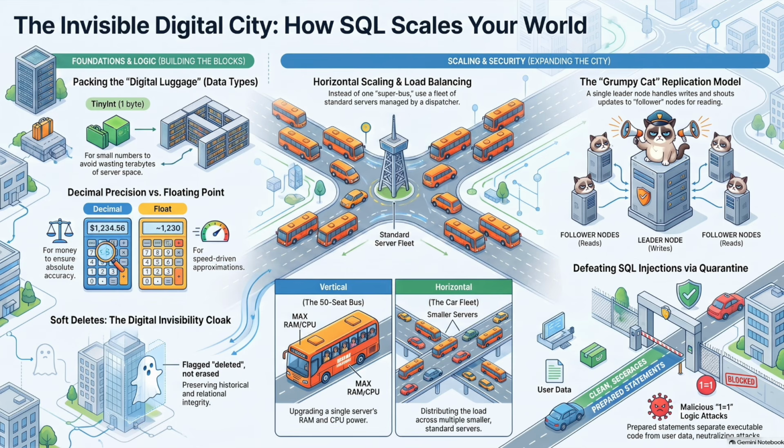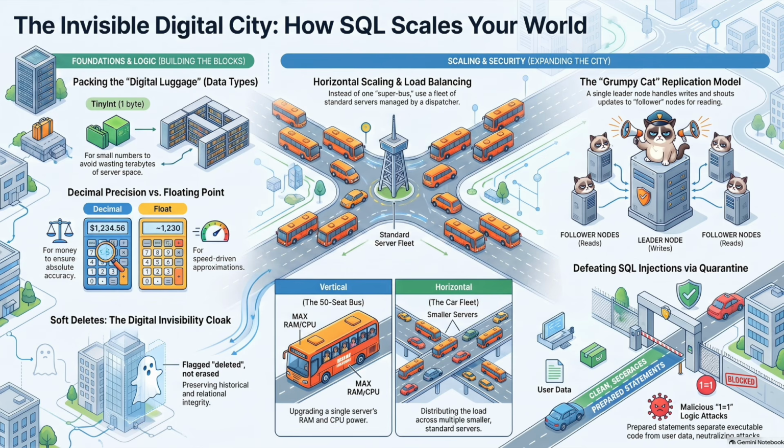Before a digital city can grow to serve millions of commuters without collapsing, it has to be built perfectly at the microscopic level. It has to be airtight. We have to start with how data is actually packed into the system. And looking at our sources, the MBTA and their Charlie Card Transit Pass serves as a fantastic foundational example.